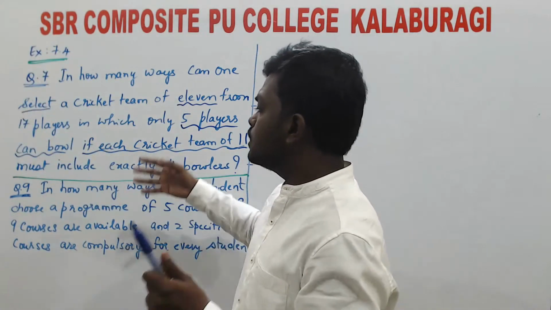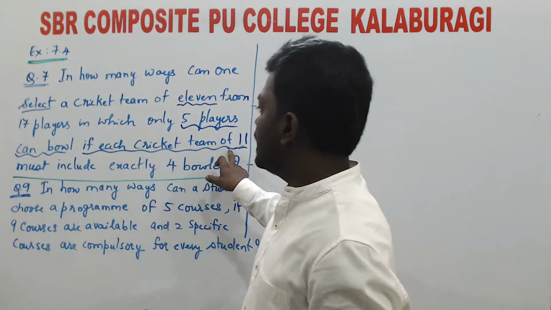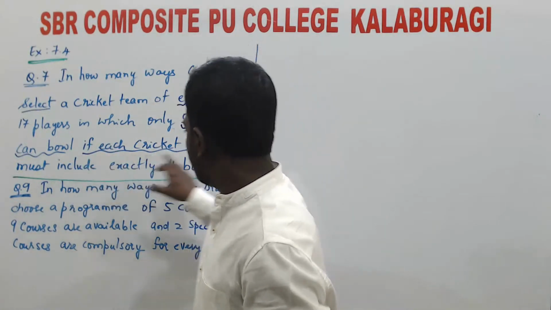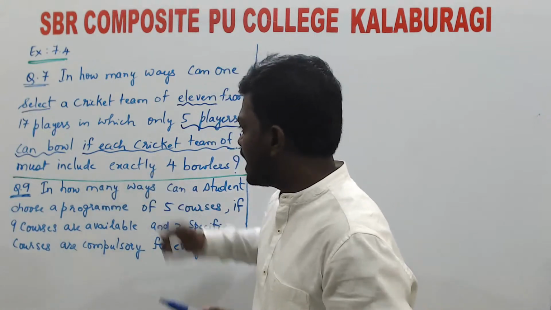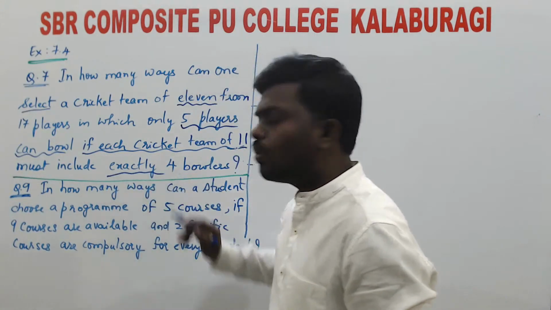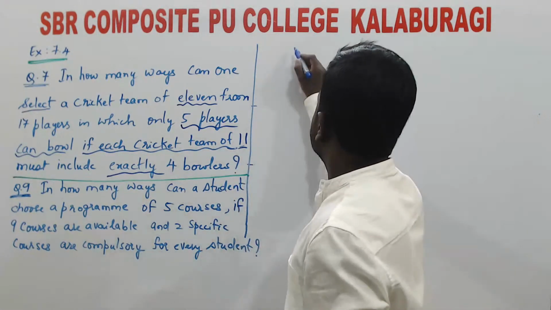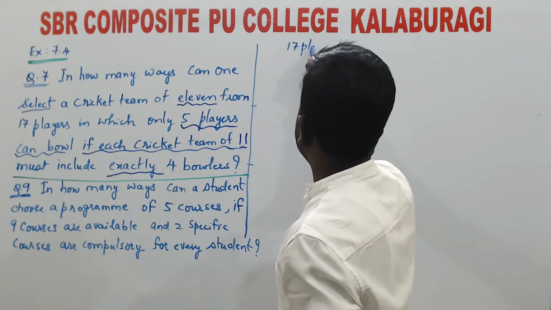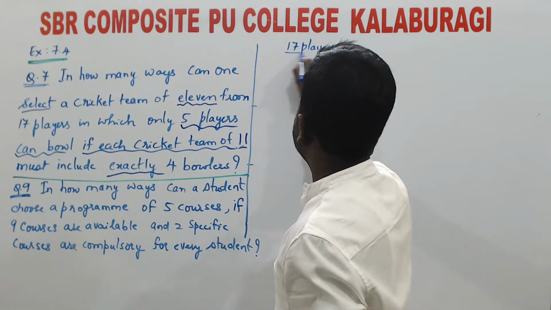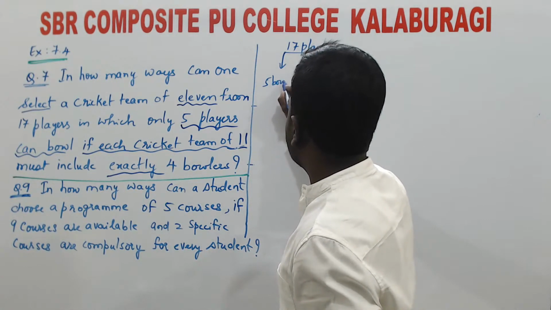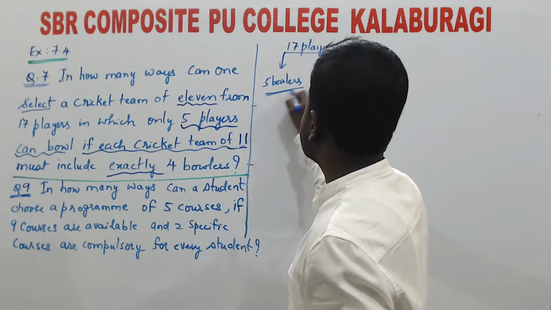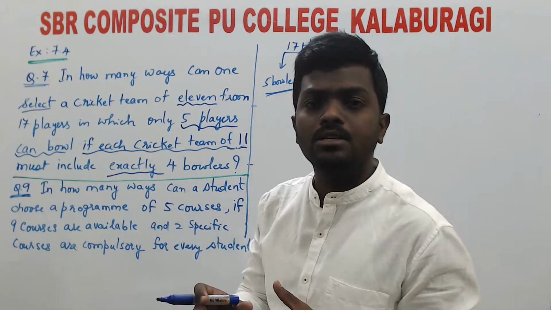Okay, so you have to make a cricket team of 11 players such that it should exactly include 4 bowlers. So we have 17 players with us, right? Among these, only 5 are bowlers.